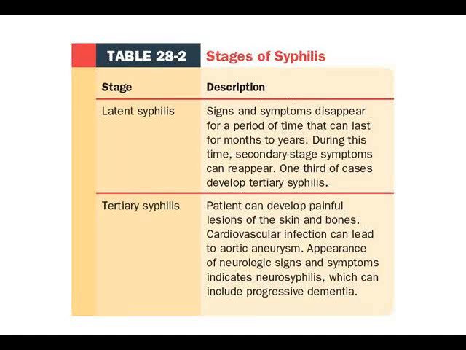In latent syphilis, signs and symptoms disappear for a period of time. It can be months to years. During this time, secondary stage symptoms can reappear, and one third of these cases develop tertiary syphilis, in which the patient has painful lesions of the skin and bones. The cardiovascular system can be affected, leading to aneurysm. The appearance of neurologic signs and symptoms indicates neurosyphilis, which leads to dementia. I really want to say Fidel Castro had or has syphilis.